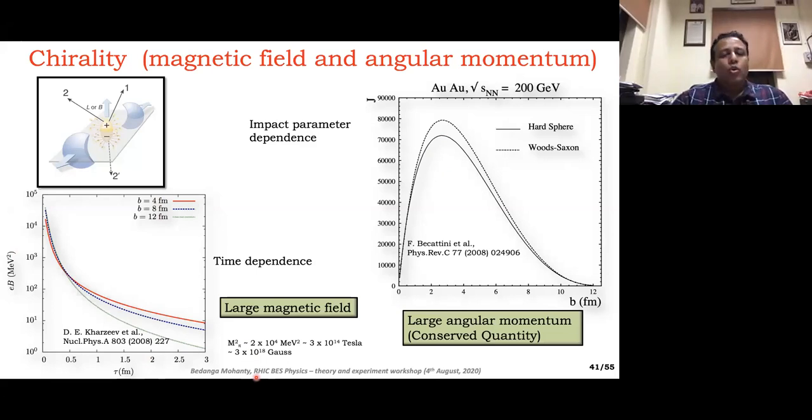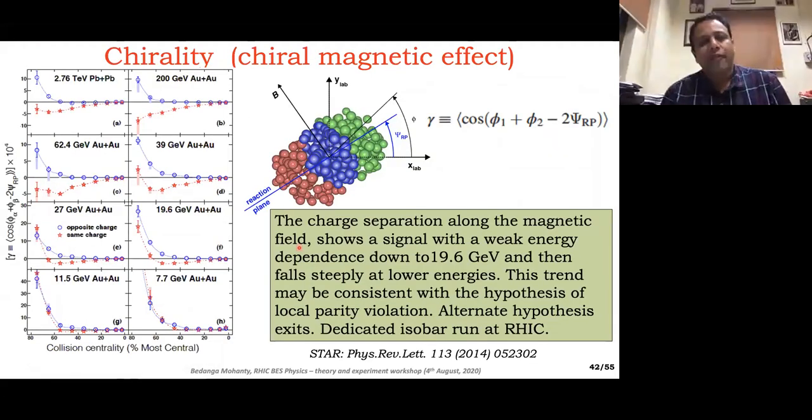These are 2 crucial initial conditions that we experience in heavy ion collisions, and we try to see if we can see some observable consequences of this. One of them is related to the chiral magnetic effect. One of the observables expected to be sensitive to this is this 3-particle correlation, where phi1 and phi2 are the azimuthal angles of 2 charged particles, and this is the reaction plane angle.